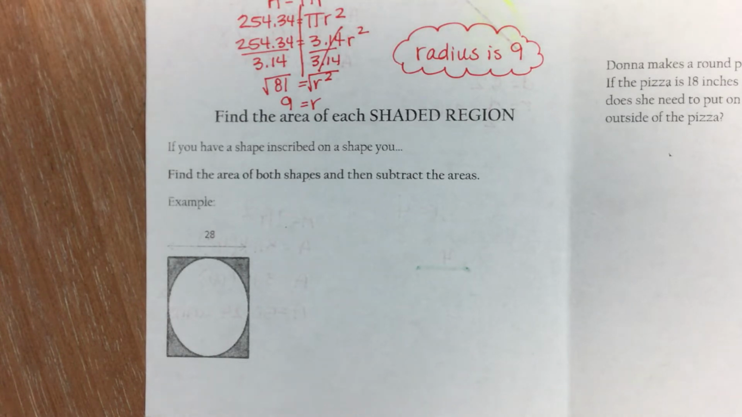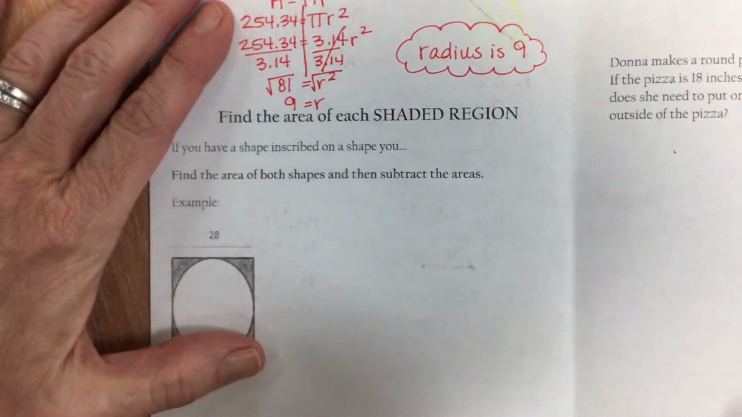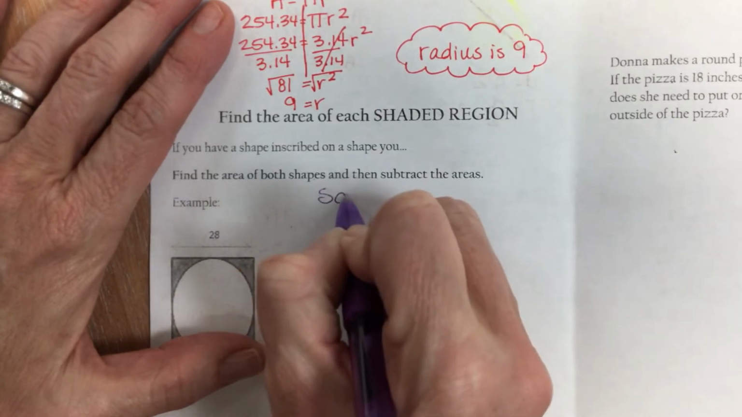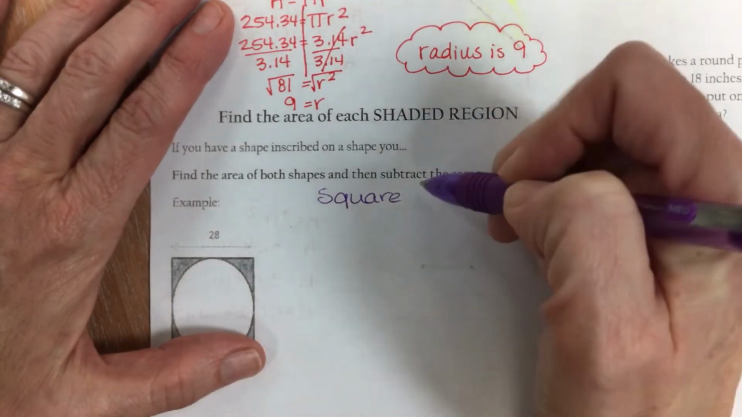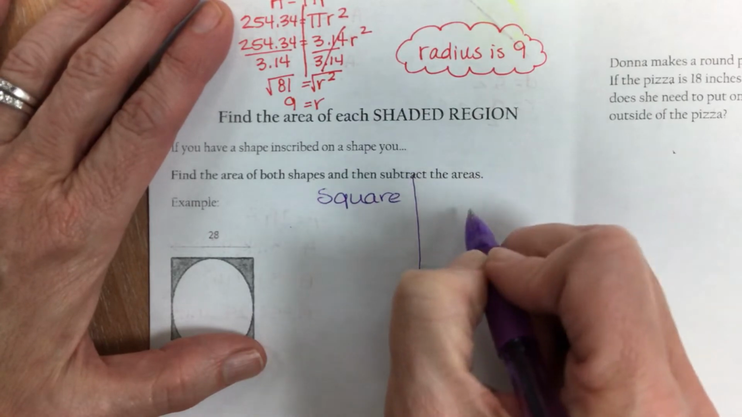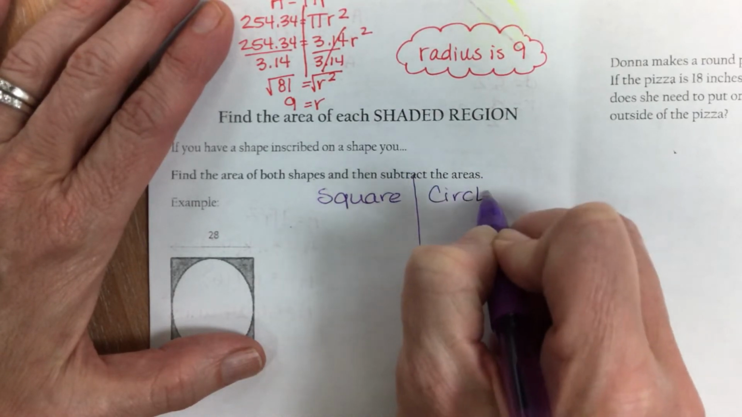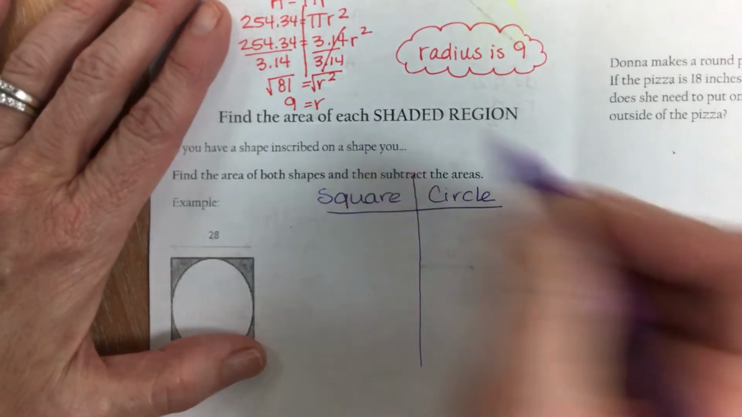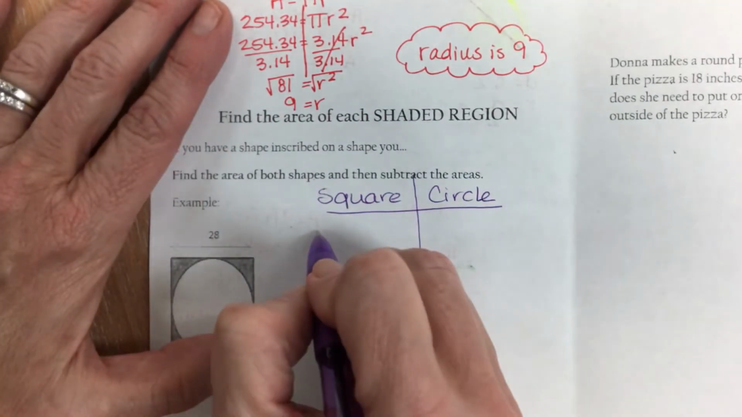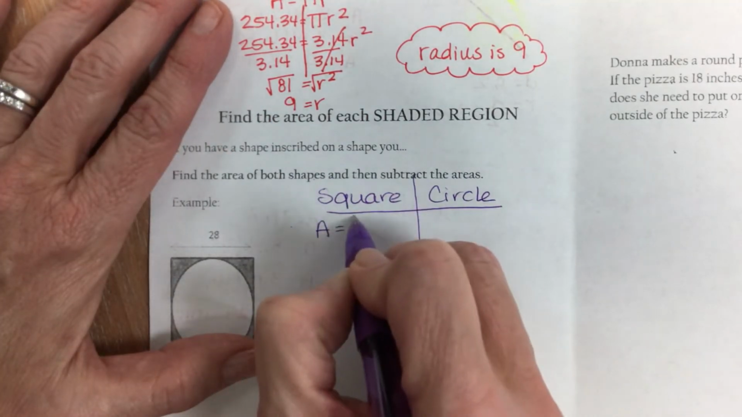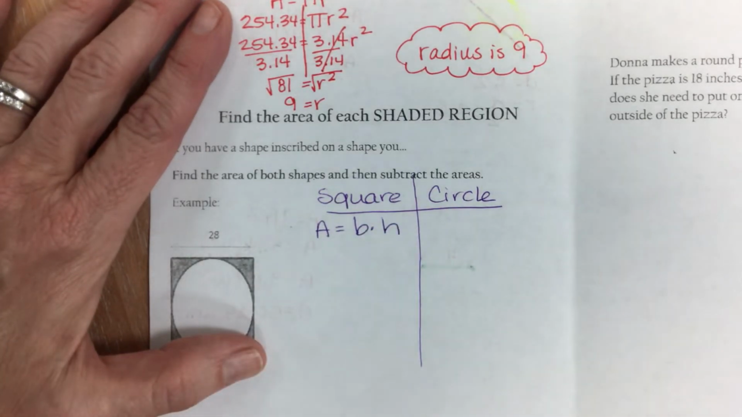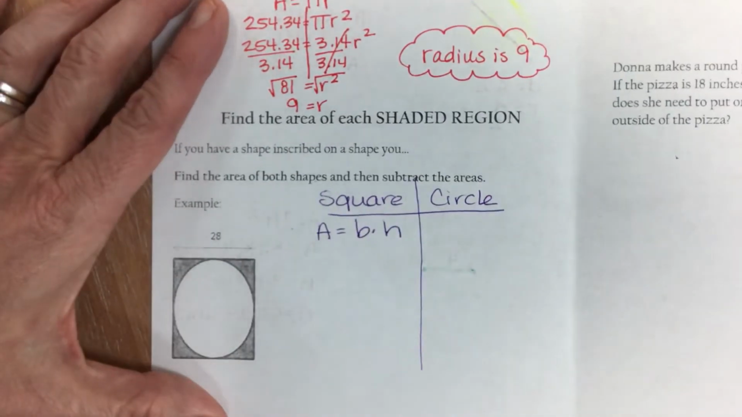And this one is find the area of each shaded region. If you have a shape inscribed on a shape, you find the area of those shapes, then you subtract the areas. So what we're going to do is make it very easy on ourselves here, and we're going to be organized. So I have a square that I have to find the area of, and then I have to find the circle. This is the easiest thing to do to keep us organized. So let's do our square first. So area of a square is base times height.